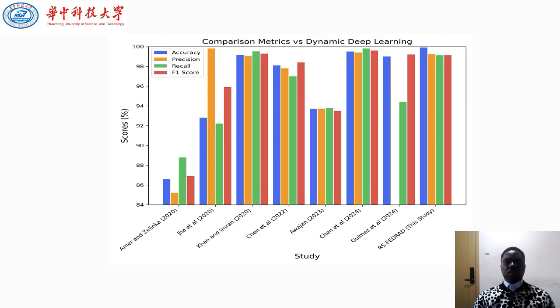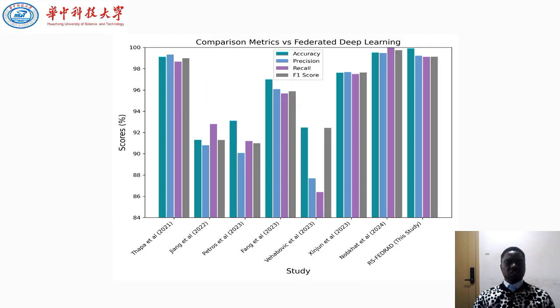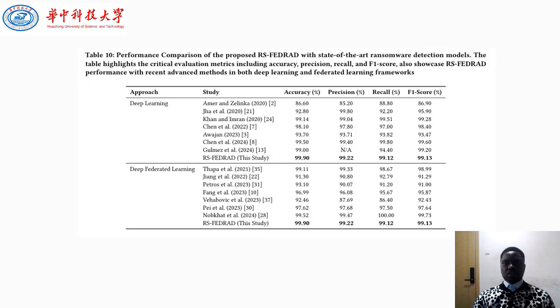We also compare our method with state-of-the-art dynamic deep learning approaches. Our model maintains optimal performance, especially in terms of accuracy and precision, while maintaining the same level in terms of recall and F1 score. A similar experience is shared with deep learning approaches, and here is our table of comparison with deep learning and federated approaches, showing our system's optimal performance against state-of-the-art approaches.